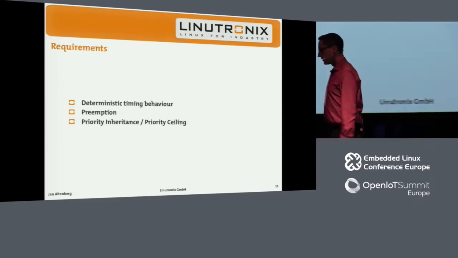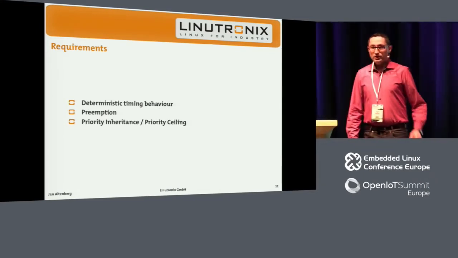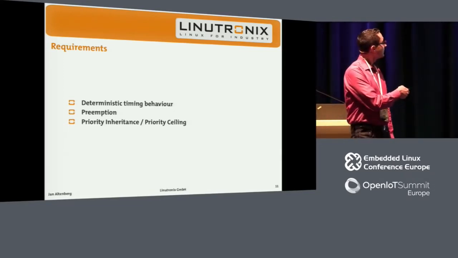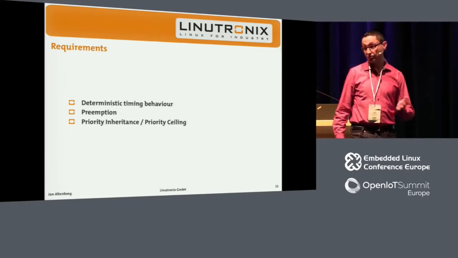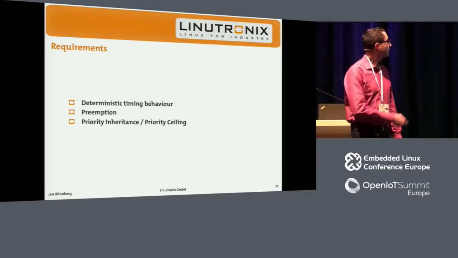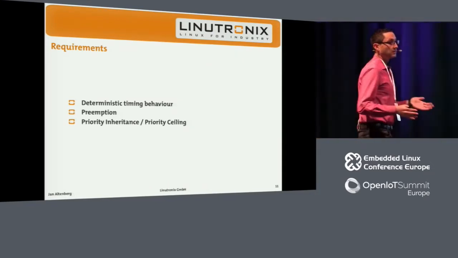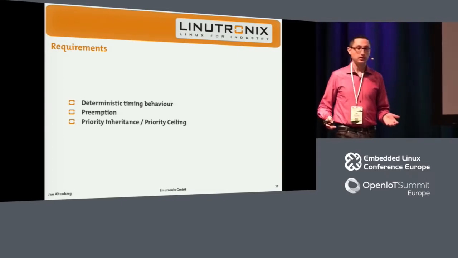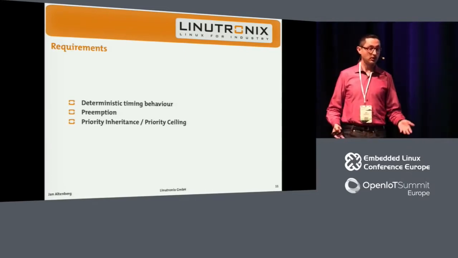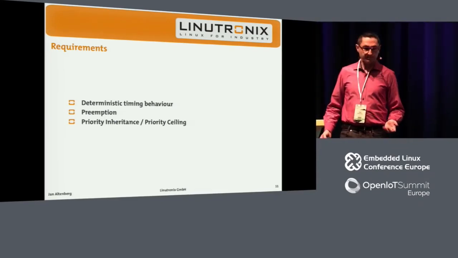When it comes to real-time and the real-time operating system, we need to check a couple of requirements. We need deterministic timing behavior. And to get deterministic timing behavior, one of the most important features an operating system needs is preemption. You need to be preemptible in most parts of the operating system, because a high priority task always needs to be able to preempt a low priority task, right? This is the most important requirement for a real-time operating system.